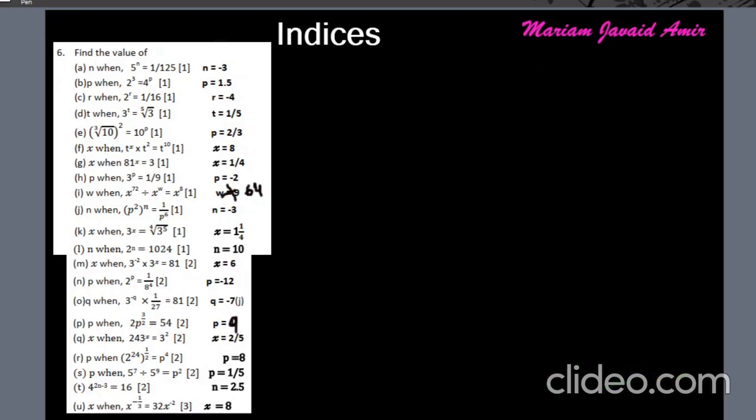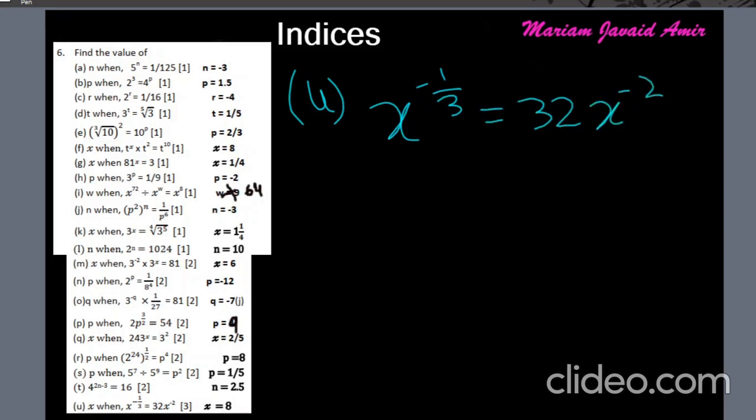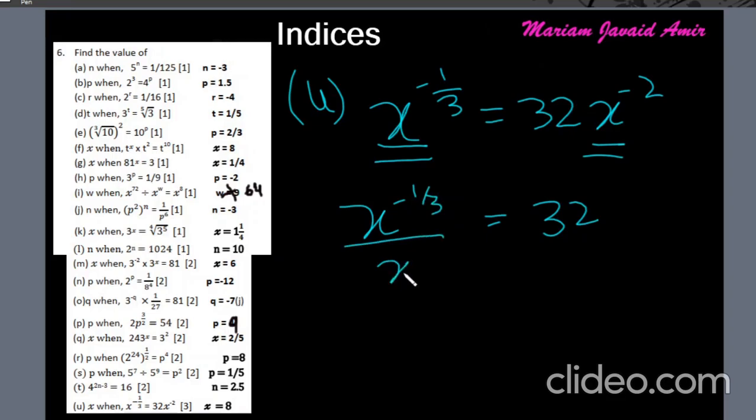Finally, the last question. Part U, x power minus 1 over 3 equals 32 power x minus 2. So first both the x need to be on the same side, so I'll keep 32 here and divide this with x minus 2.